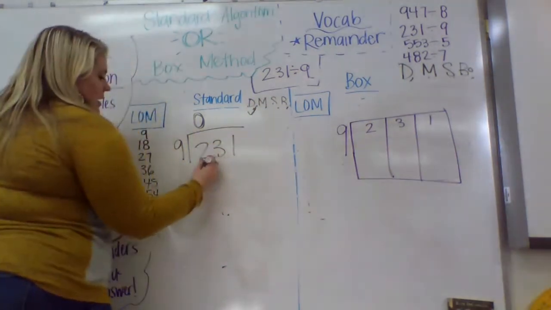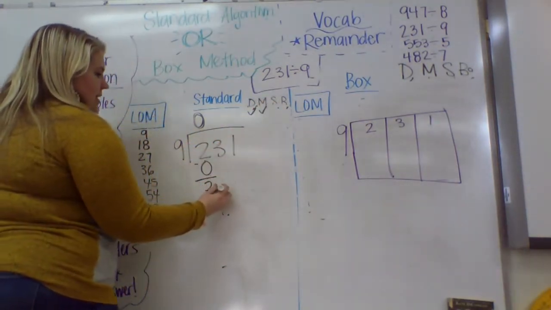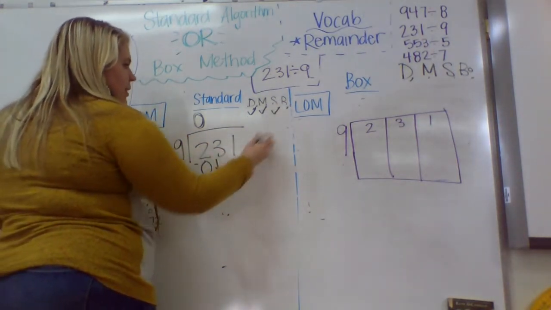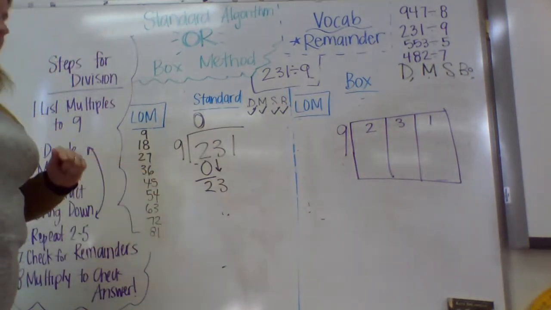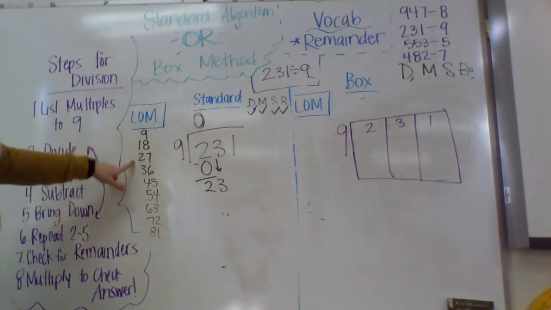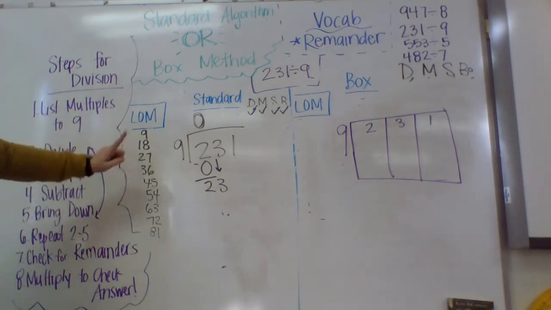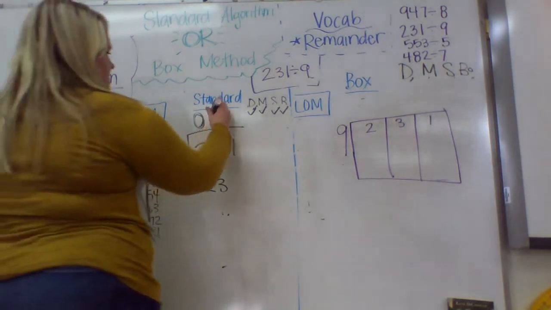0 times 9 is 0. 2 minus 0 is 2. Now I'm going to bring down my 3 because remember I can only bring one at a time. So now I've got 23, ready to start all over. How close can I get to 23 without going over? 9, 18, 27, that's too much. So I can do 1, 2 times.